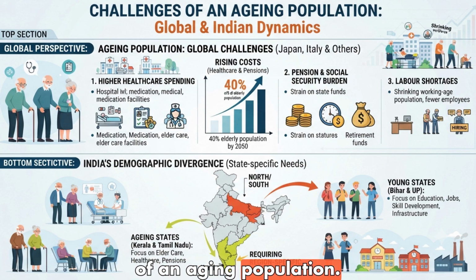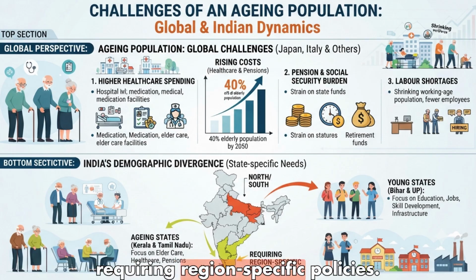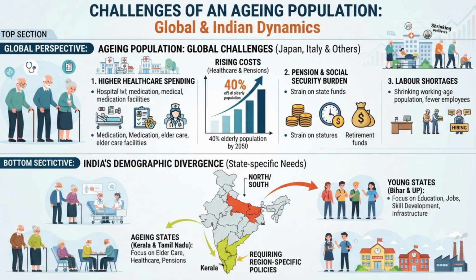Challenges of an aging population. Countries like Japan and Italy face higher healthcare costs, pension expenses, and labor shortages due to aging. Within India, states like Kerala and Tamil Nadu are aging, while Bihar and UP remain young, requiring region-specific policies.